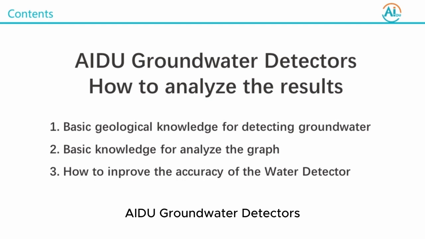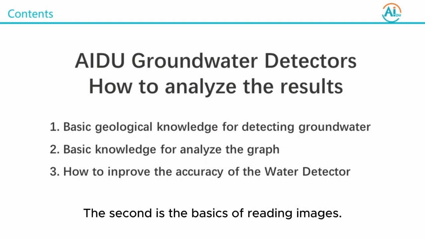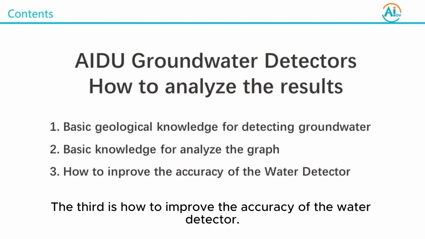Aidu groundwater detectors. How to analyze the results. There are three key aspects. The first is the basics of finding water. The second is the basics of reading images. The third is how to improve the accuracy of the water detector.